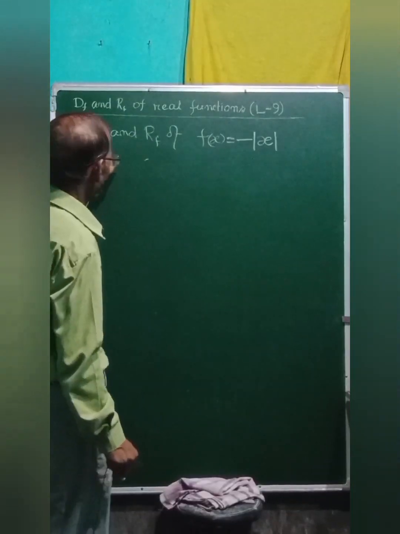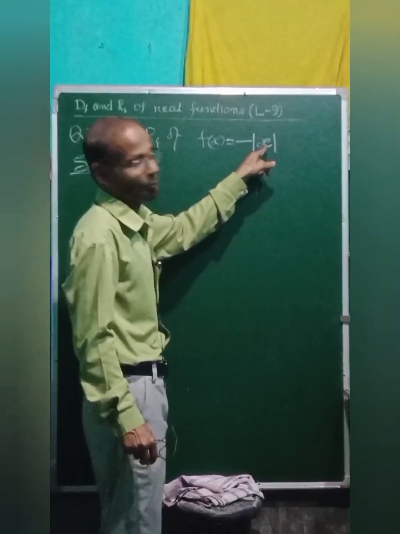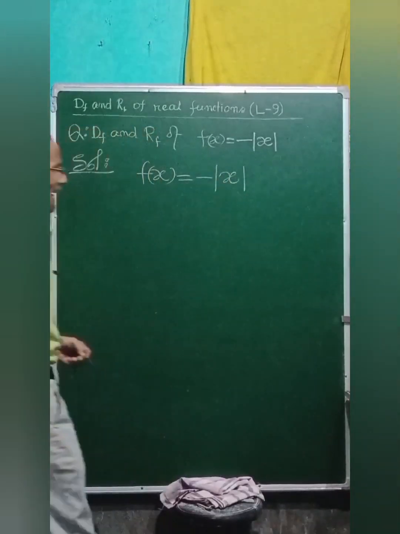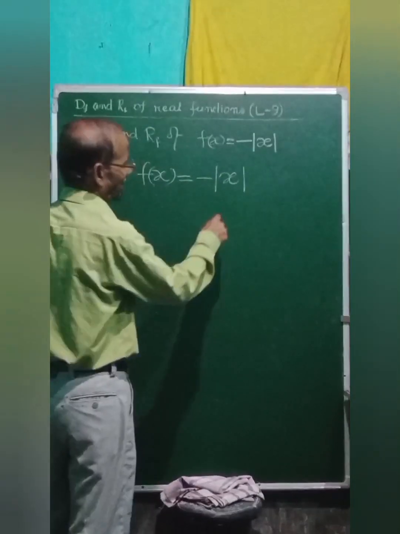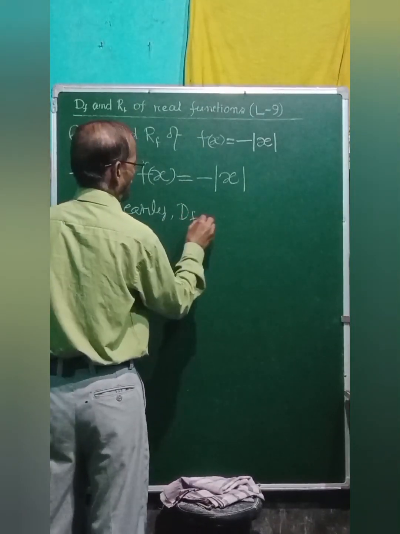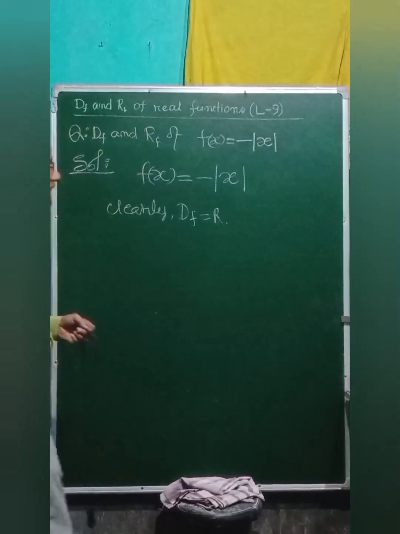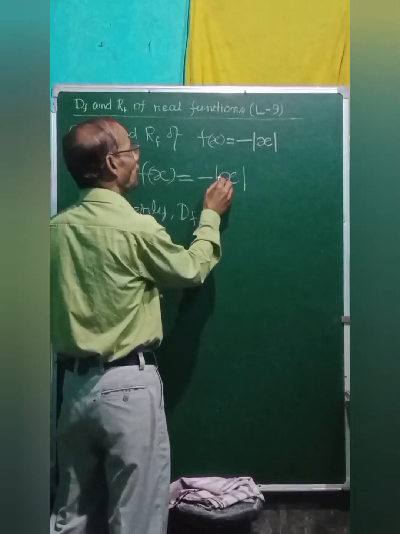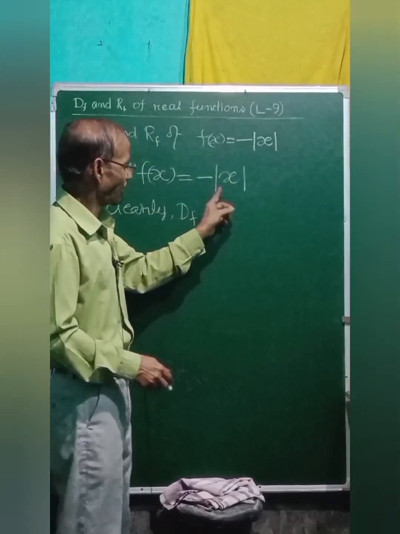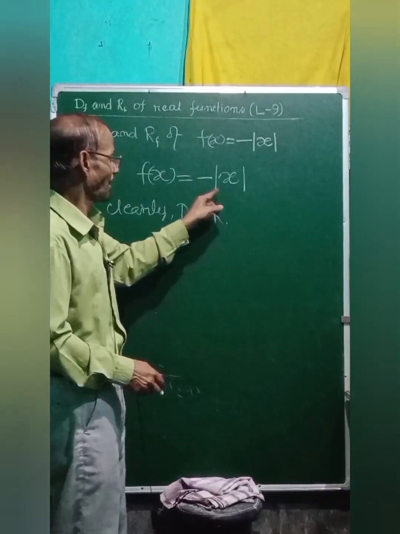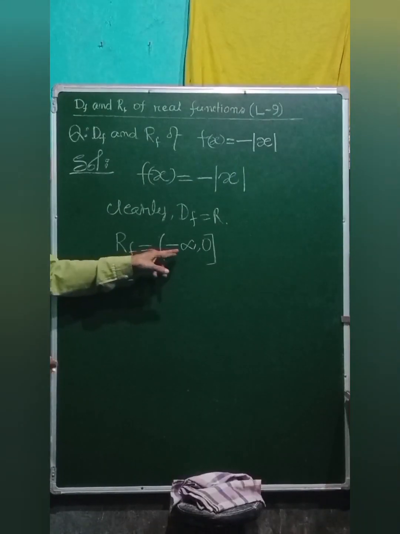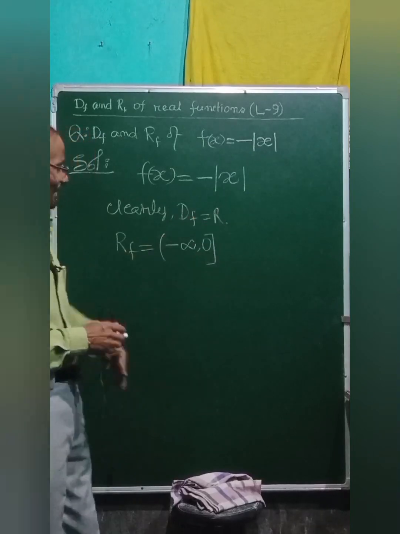Next problem. Find the domain and range of f(x) = minus mod x. So x can be taken as anything, it is very easy to understand. Clearly Df is all real numbers. For the range, when you put x = 0, then minus 0 is 0. Otherwise, except 0, whatever positive or negative value you take, the result will be a negative real number. So the range is from minus infinity to 0.